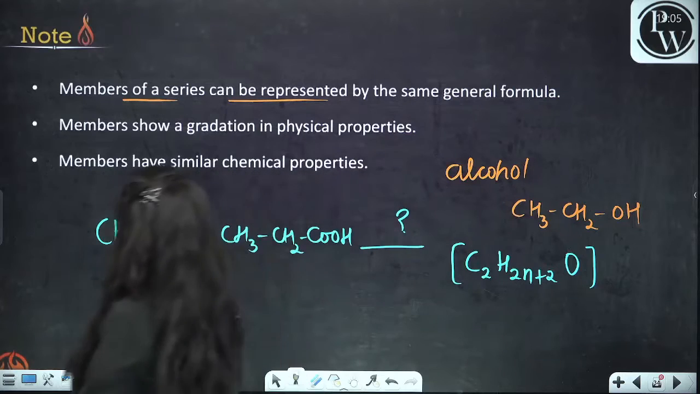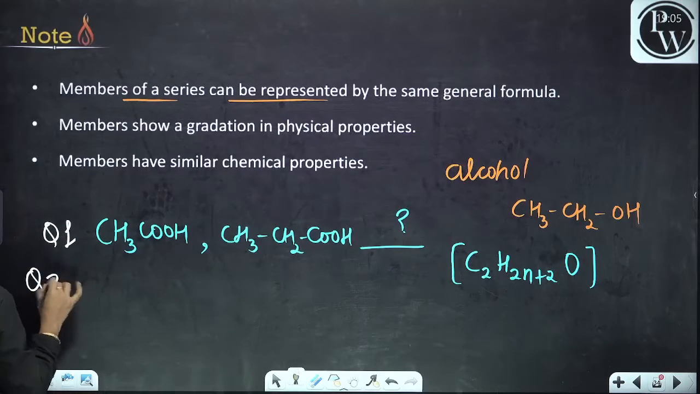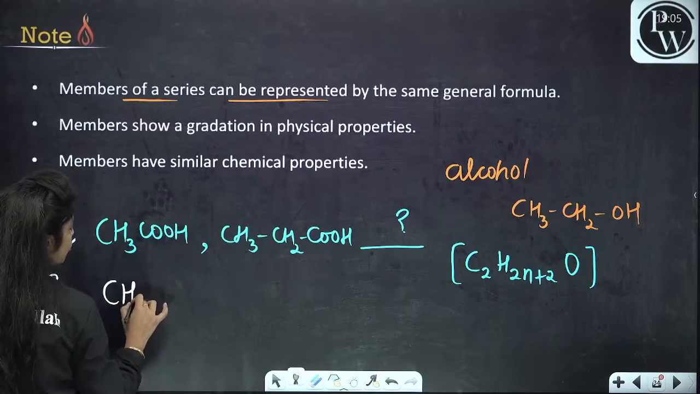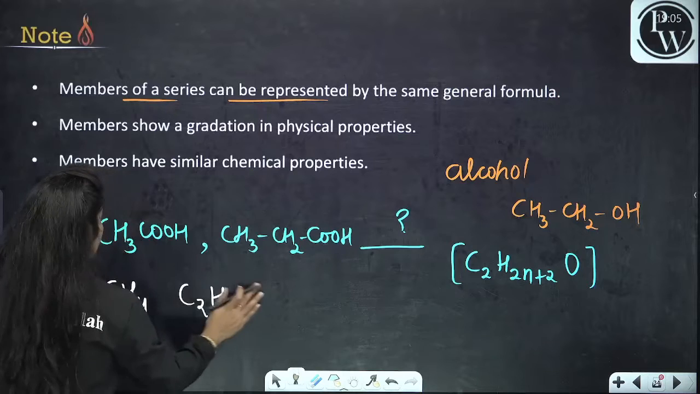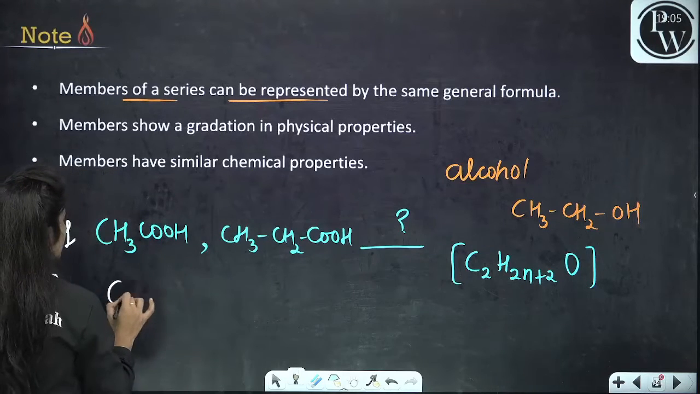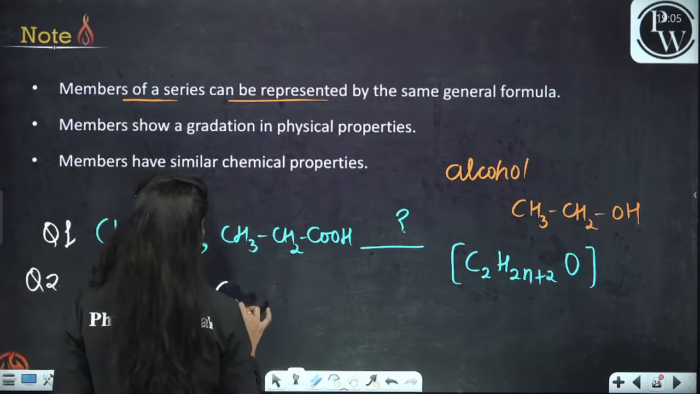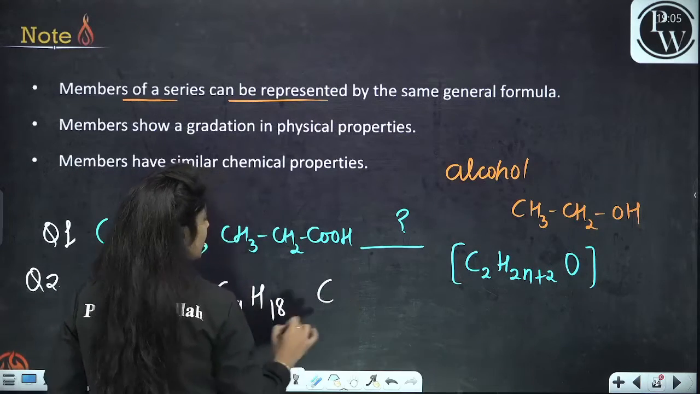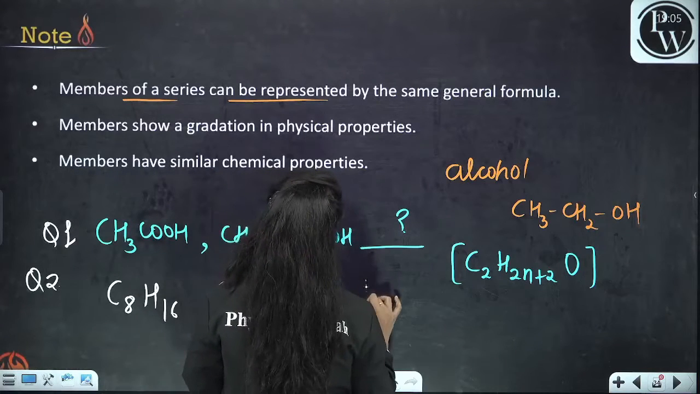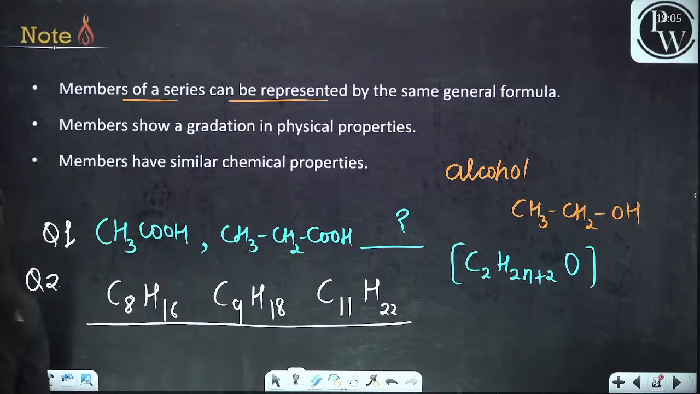Okay, now another question. This is your question 1. I'm giving you question number 2, which is CH4, C2H4, C8H16, C9H18, C11H22. Do let me know whether these are under the homologous series or not.